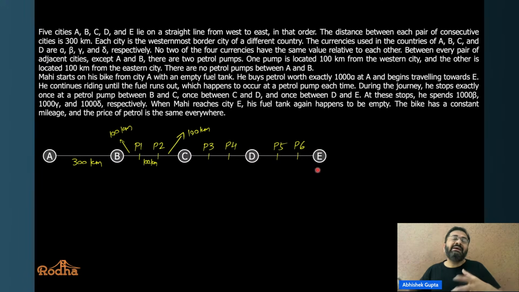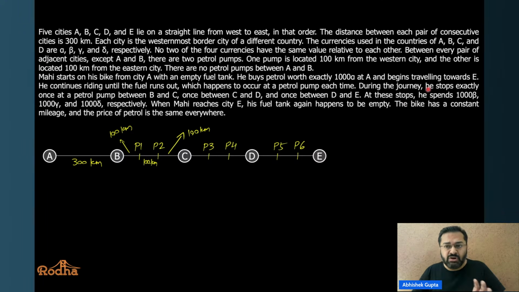Now what is the connecting link here? If you look at this, nothing else is given inside it. We know the distances, but nothing else is given. So what is the connecting link here? The important statement here is that the bike has a constant mileage, or constant fuel efficiency. This is implied in all of these questions. It's mentioned also here. And the important thing is that the price of petrol is the same everywhere. Now, price of the petrol is the same everywhere.